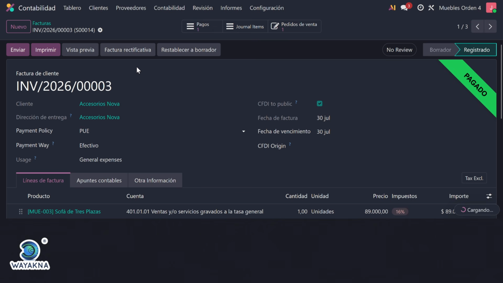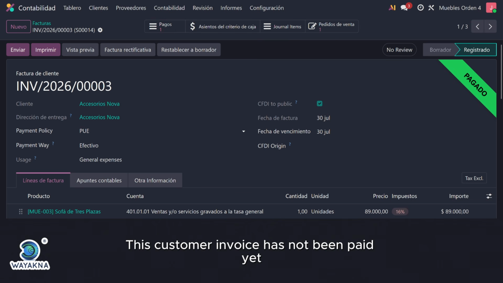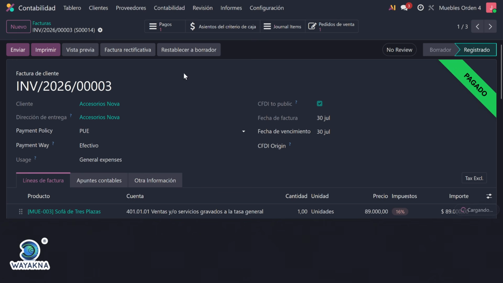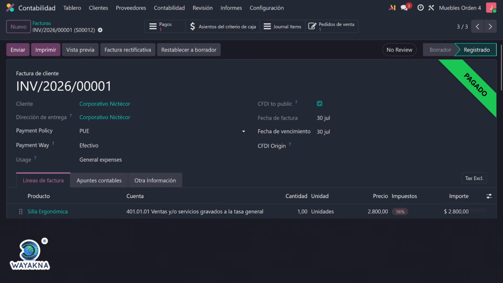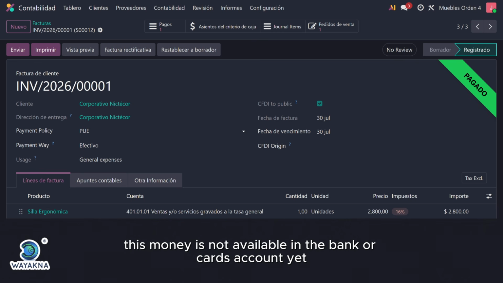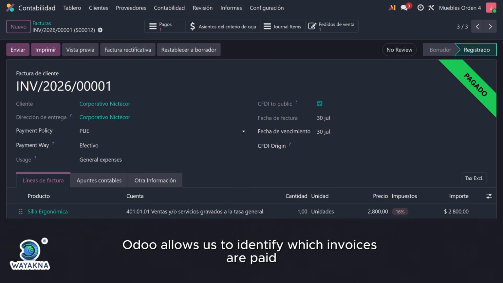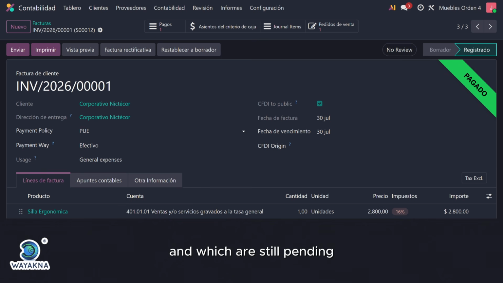So, this customer invoice has not been paid yet. The amount represents the money the company expects to receive. However, this money is not available in the bank or cash account yet. Odoo always uses statuses to identify which invoices are paid and which are still pending.